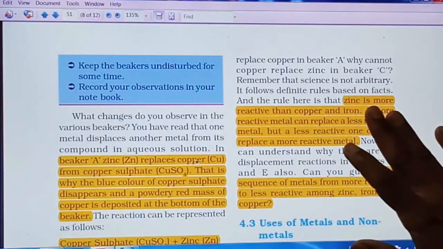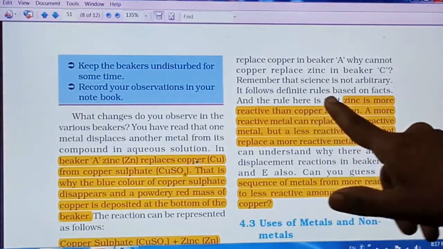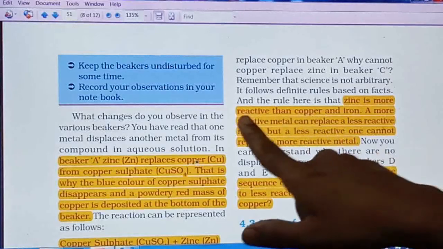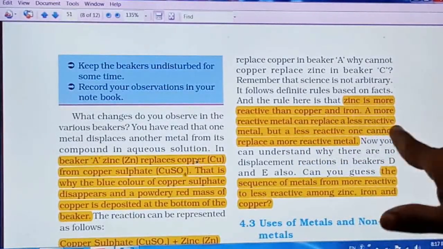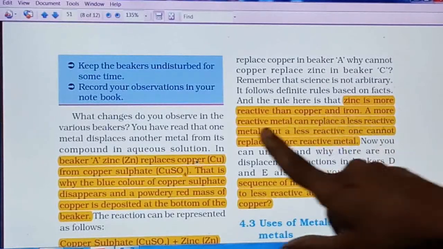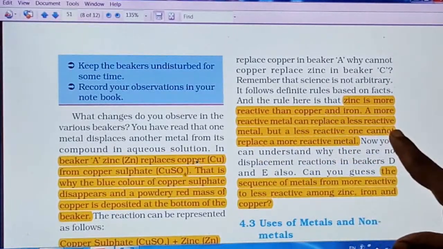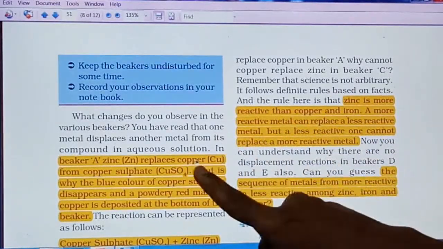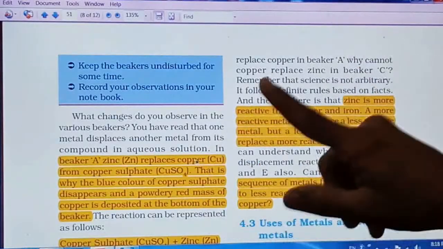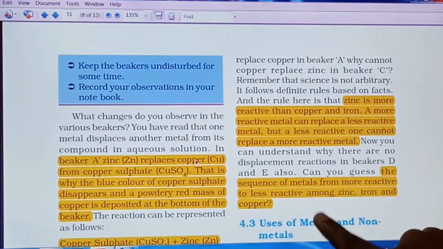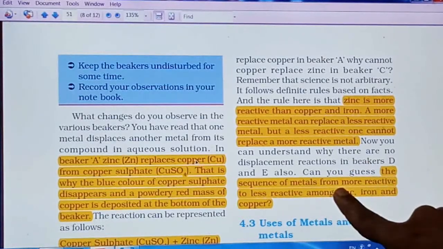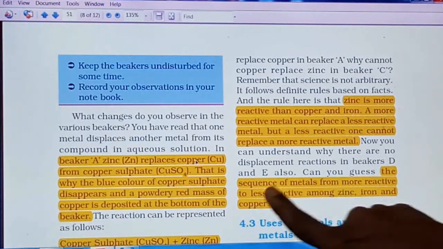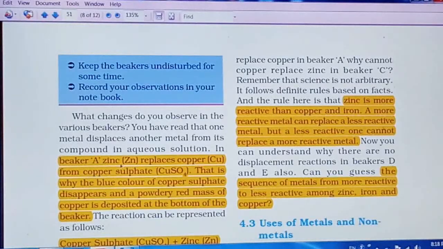See here, the reason is given. There is a definite rule based on that fact, the reactivity series, right? So based on that, zinc is more reactive than copper and iron. A more reactive metal can replace a less reactive metal, but a less reactive metal cannot replace a more reactive metal. So based on this only, reactions take place in beakers A and B, and in beakers C, D, E we cannot see any reaction, right? The sequence of the metals from more reactive to less reactive among zinc, iron and copper is what is called the reactivity series.